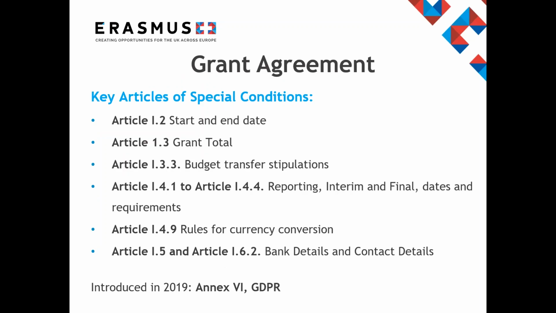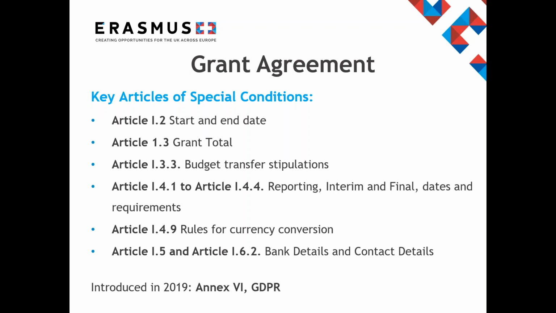Moving on to the next slide. I am now going to cover the key sections of your 2020 grant agreement. As you know, the grant agreement is the contract you need to sign with the national agency that states the rules of the funding. It is very important to read it in full and be aware of your obligations. In this slide, we have highlighted the main sections of the grant agreement that hold the key information for your project. Article 1.2 states the duration of the project, along with the start and end date.